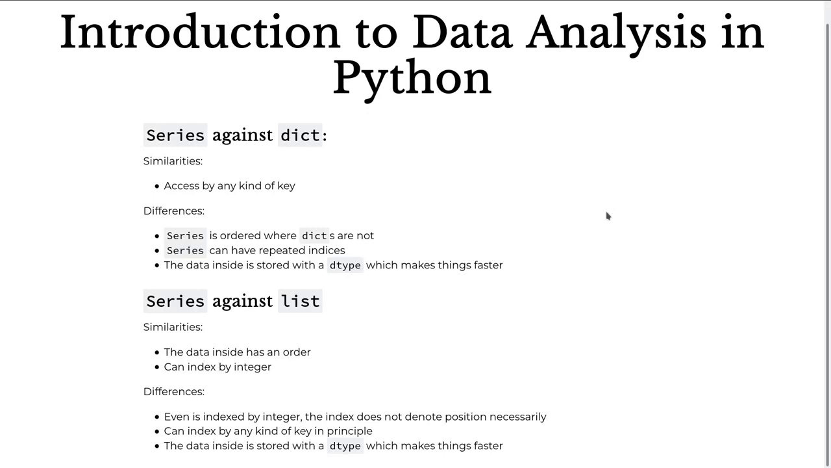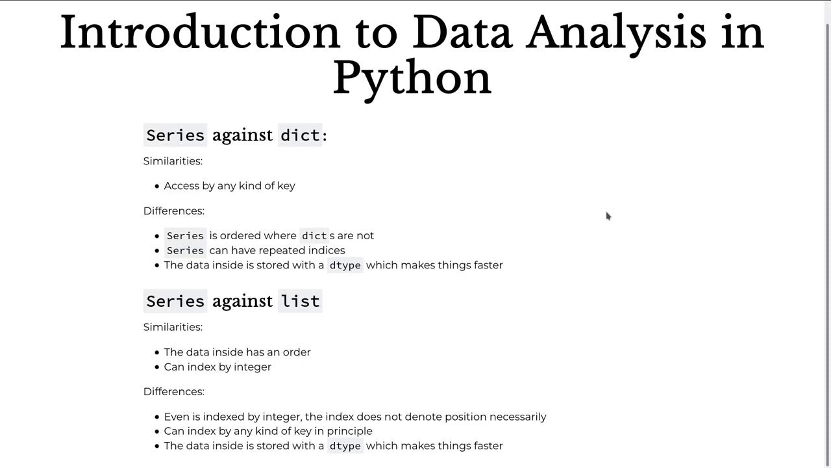So they're like dictionaries because you can access by any kind of key. But importantly, series are ordered where dictionaries aren't. We'll see later on that series can have repeated indices. So while you can't have a dictionary with the same key repeated, you can have that in a series. It's generally not a good idea, but sometimes it does make sense, so be aware of that. And series are sped up and made fast by using NumPy behind the scenes.